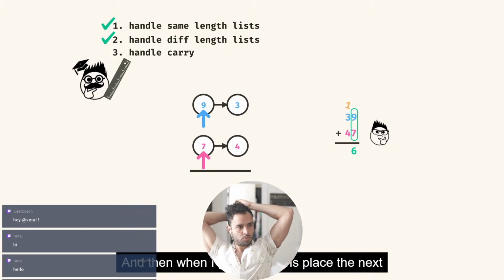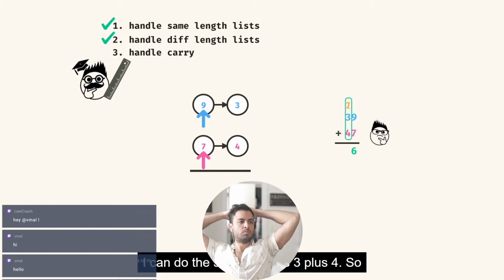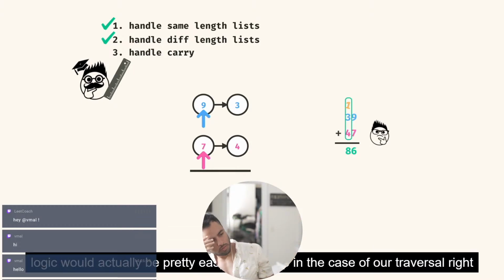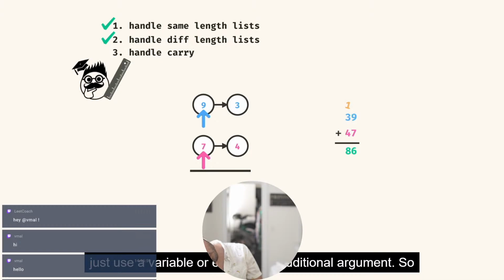And then when I get to my tens place, the next digit over to the left, I can do the sum of 1 plus 3 plus 4. So not only do I add up my two regular digits, but I also add the carry from my last addition. And this would give me 8. And that logic would actually be pretty easy to code up in the case of our traversal, right? Just use a variable or even some additional argument.